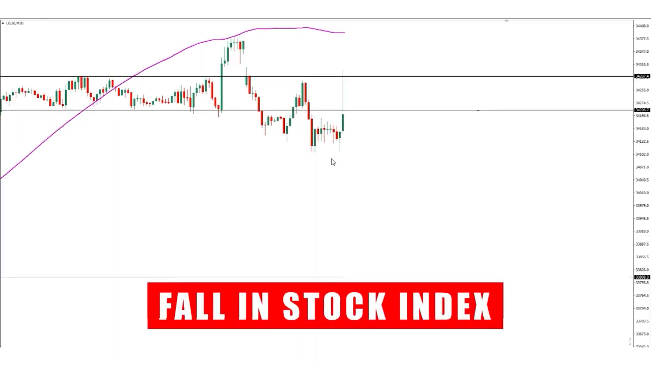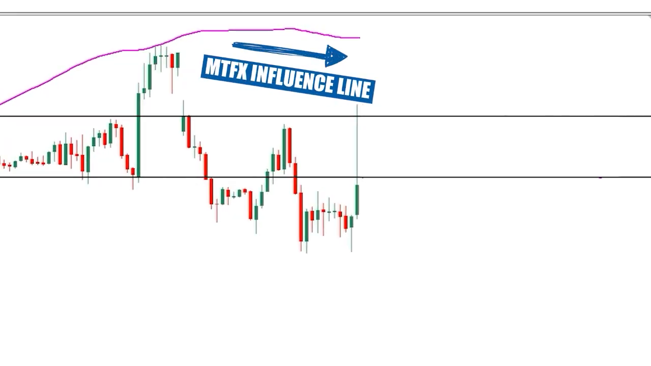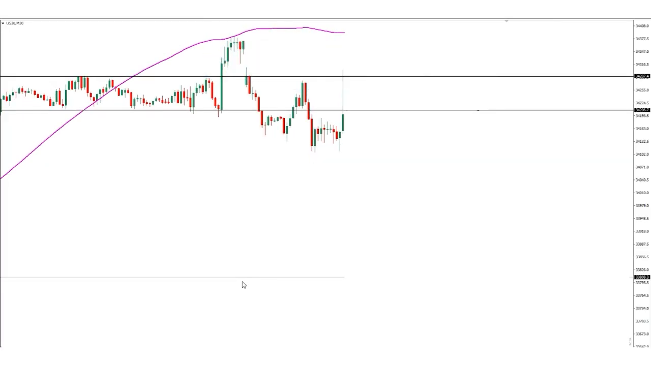While this is happening, we also have our MTFX influence line beginning to roll over, giving us further validation the price may indeed fall. So we now have solid reasoning to support our short bias. Let's look for selling opportunities.